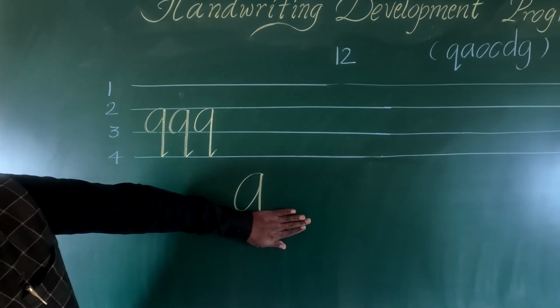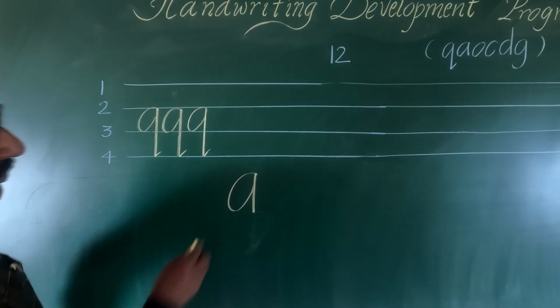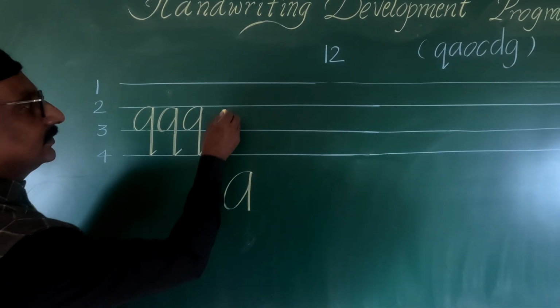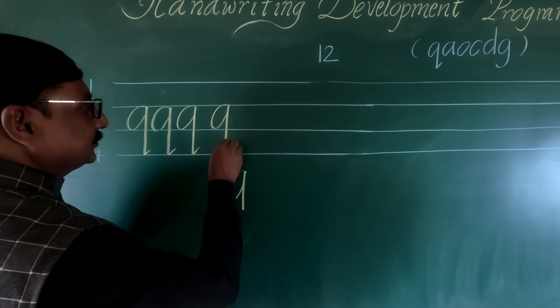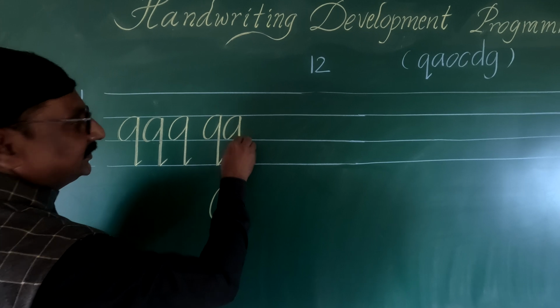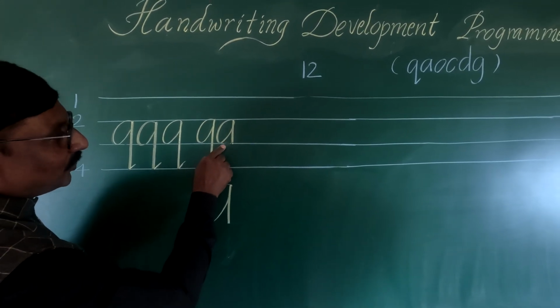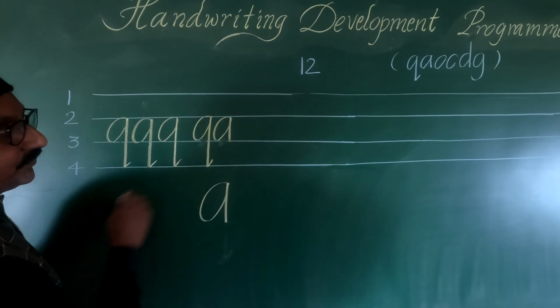You see here. What is the letter? A. Oval shaped circle, straight line. I am writing here Q and I am writing here A. Off of the Q is A. Oval shaped circle and straight line. Here is a small triangular shaped gap.